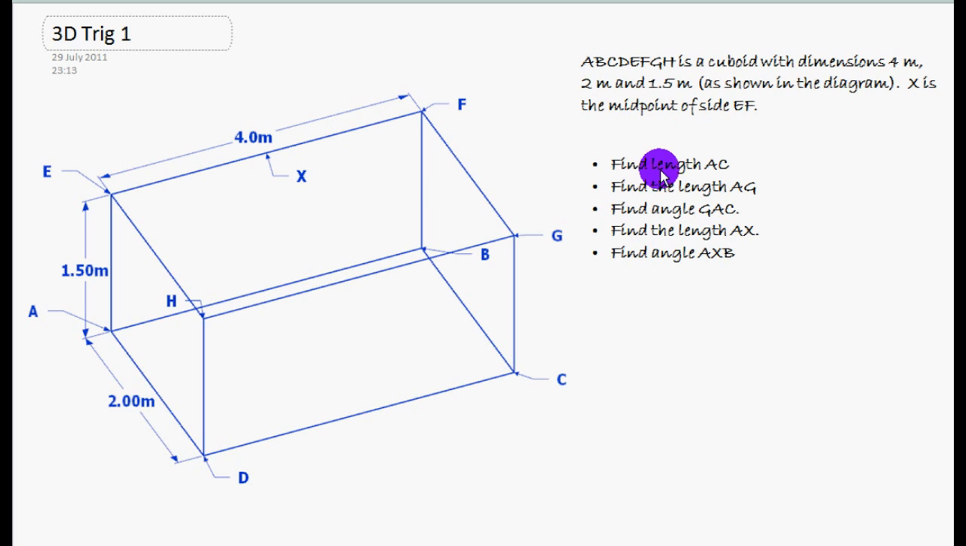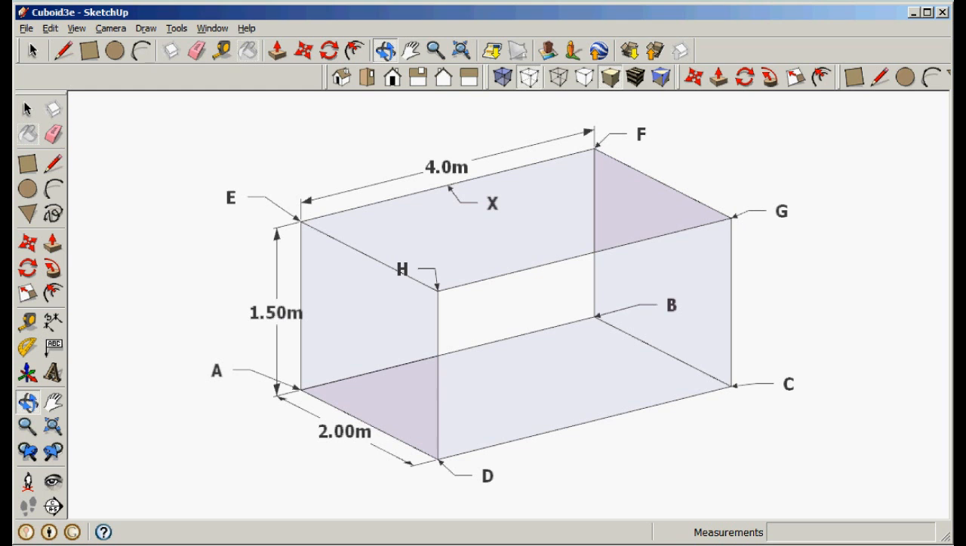First thing we want to do is find the length AC, and then find these various other things. So to start off with, we're going to look at a different diagram, a different way of looking at this, using Google SketchUp to help us get a handle on what's happening. So we want to find AC. So let's draw in the line AC here.